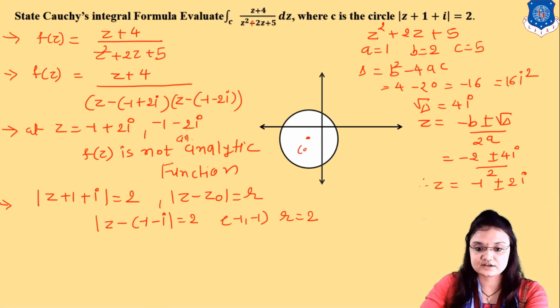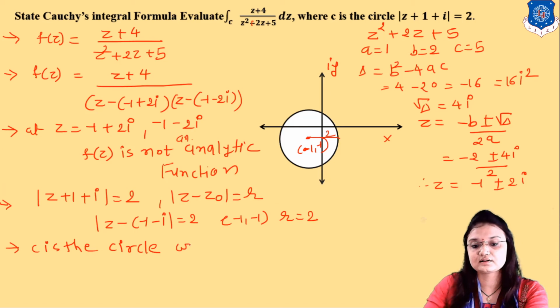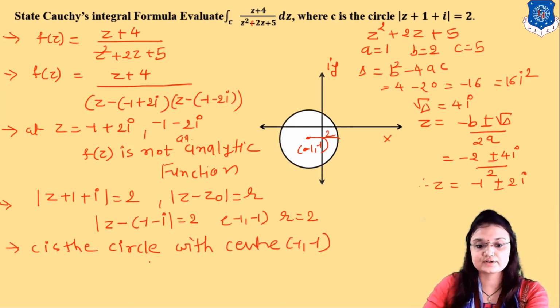So this is our center point and this is our radius 2. This one is the x-axis, this one is the y-axis, and this is the circle with this center point. So C is the circle with center point −1 − i and radius r is equal to 2.